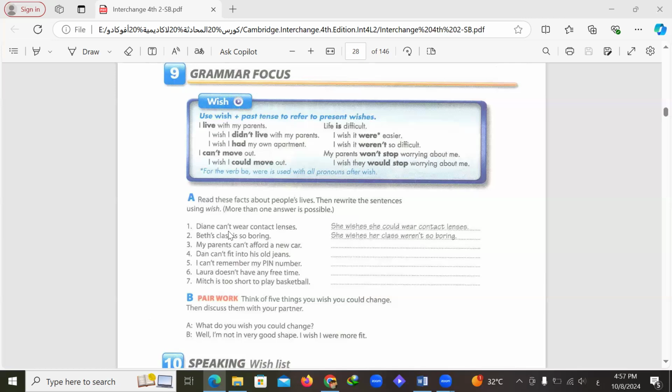Let's practice. Diane can't wear contact lenses. She wishes she could wear contact lenses. Because she can't wear them, she wishes for something difficult. Beth's class is so boring. She wishes her class weren't so boring. Her parents can't afford a new car. She wishes her parents could afford a new car. Afford means they have the ability to pay, the ability to buy something. Okay?